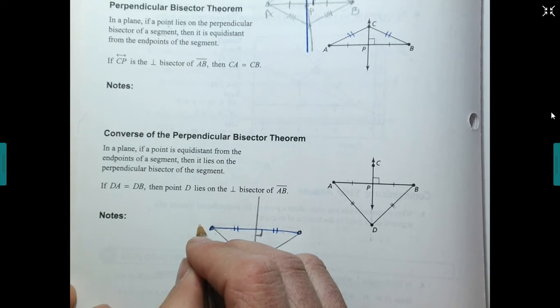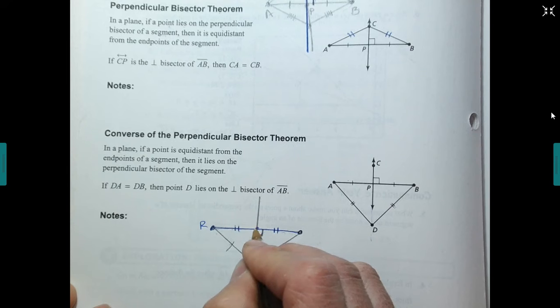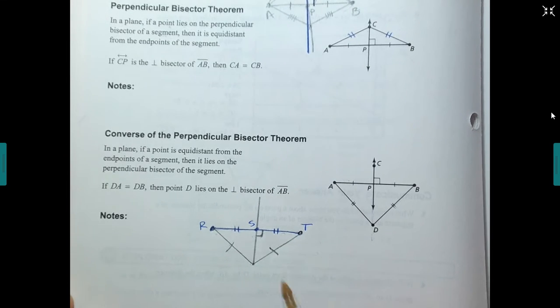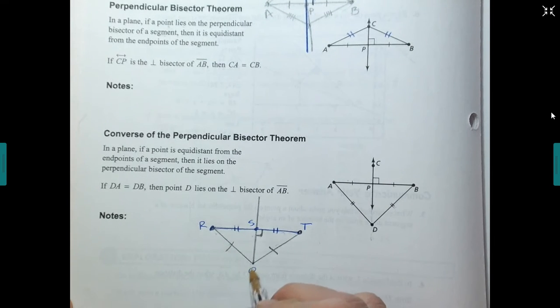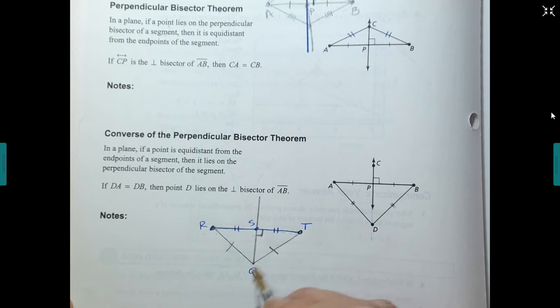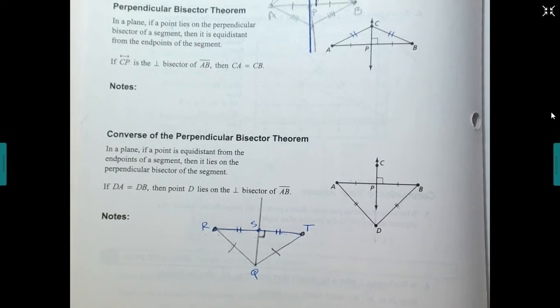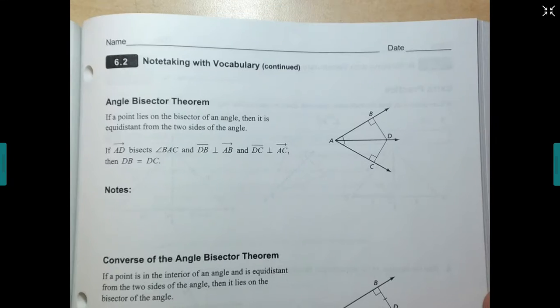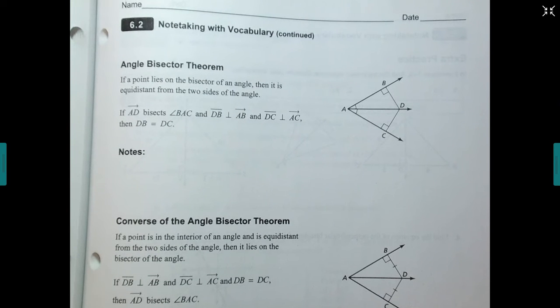So let's say R, S, T, Q. If RQ is equal to TQ, I put a perpendicular bisector in here. It's going to bisect those. Okay? Just hang with me as best you can, and you'll see how these work in real life.